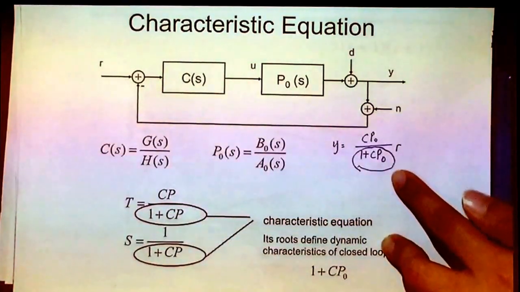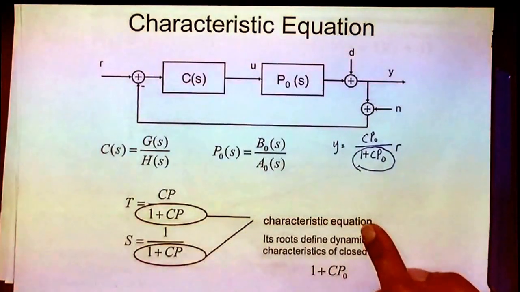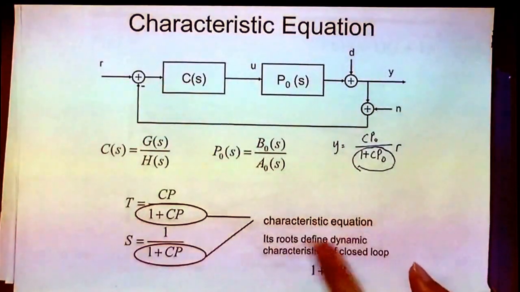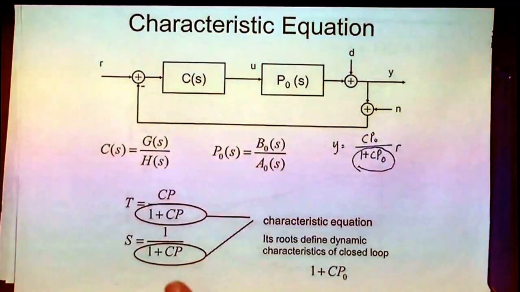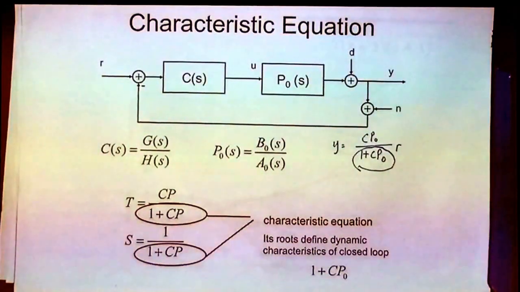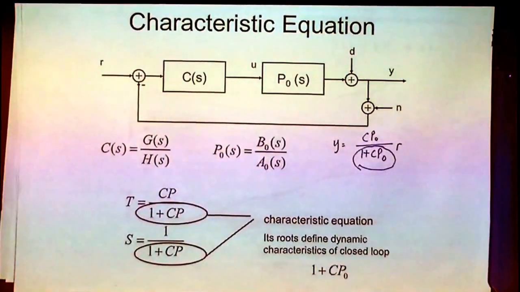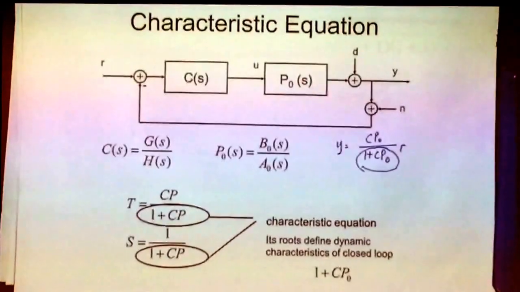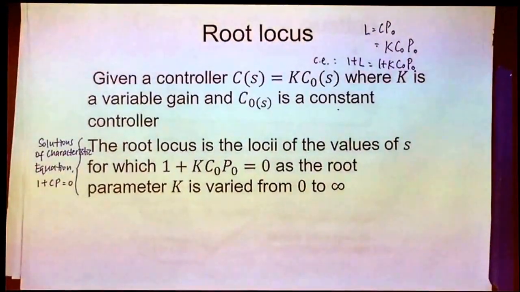We call that a characteristic equation. So if you're asked to produce the characteristic equation, it is 1 plus CP. And if you put this to 0 and solve that, you find the closed loop poles. So if you put 1 plus CP to 0, you find the closed loop poles. This is dynamics and control.